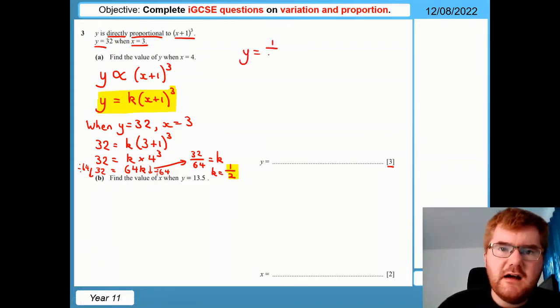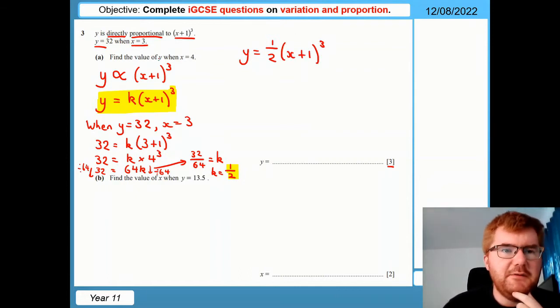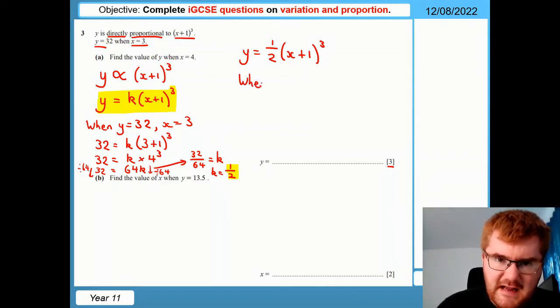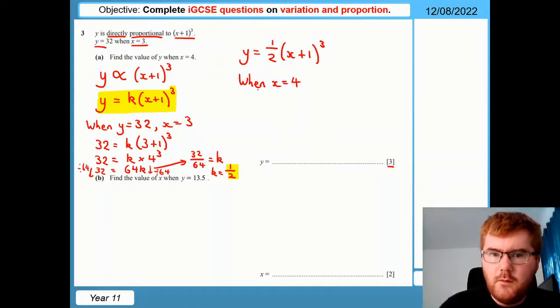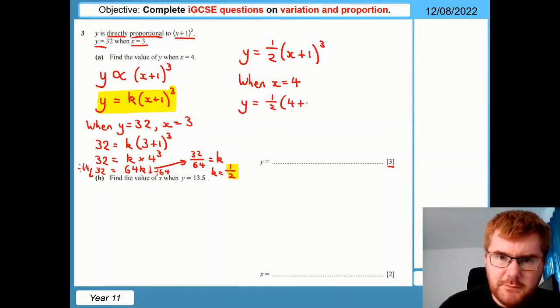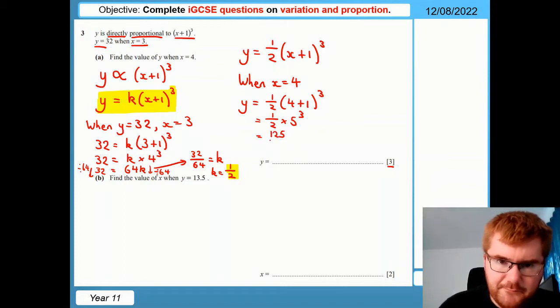So we're going to write this in. Y equals a half x plus 1 all cubed. And now we need to find the value of y when x is equal to 4. So when x is equal to 4, then that means that y here is equal to 1/2 4 plus 1 all cubed. A lot of calculation work here in these kind of questions. So you get a half times 5 cubed this time. So essentially we want a half of 5 cubed, which is 125 divided by 2.